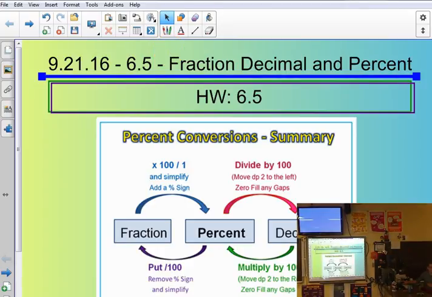So 6-5 will potentially be your homework depending on how far we get to it.